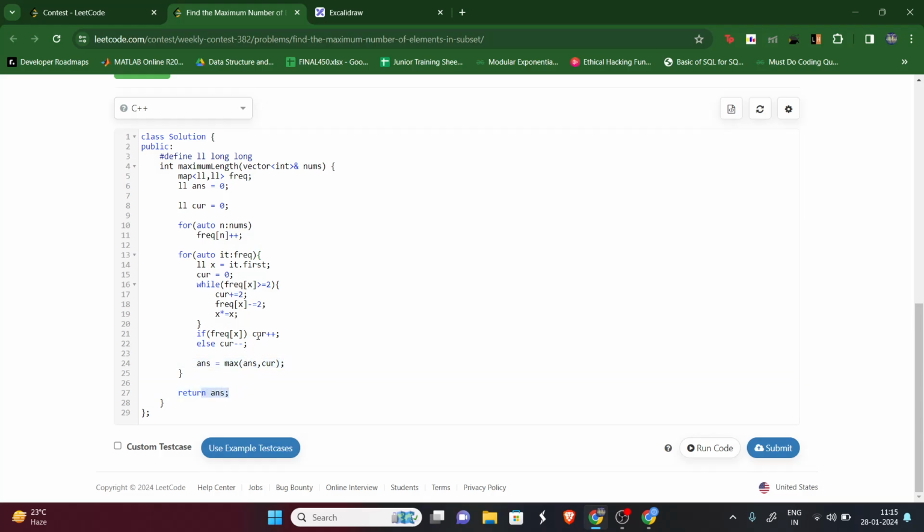Ideally, if you want, we should subtract the frequency by 1 over here, but that won't affect much. That's why I didn't bother about that. But I hope this would be clear to you.